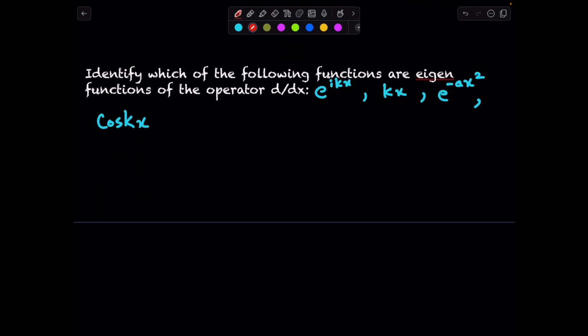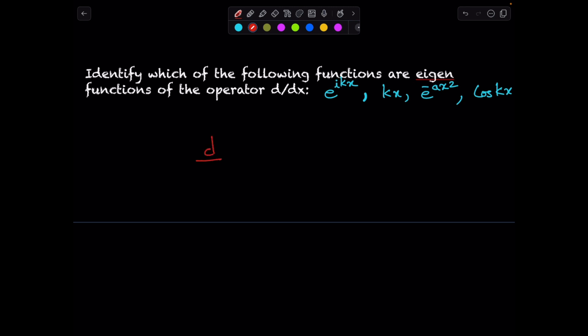Identify which of the following functions are eigenfunctions of the operator d by dx: e power ikx, kx, e power minus ax squared, and cos kx. For the function to be an eigenfunction of the operator d by dx, we have to operate d by dx on the function and see if it gives back a constant times the same function.